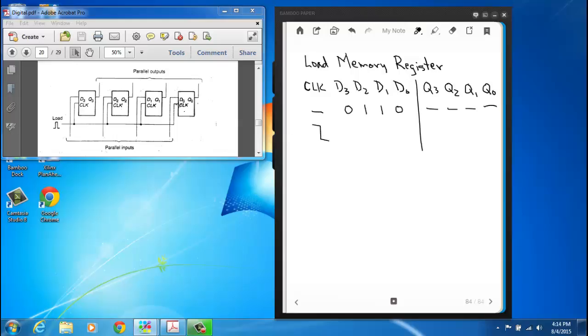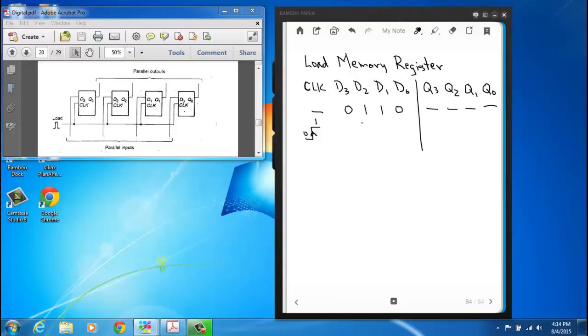Now, let's be careful here. Let's look at the diagram. These are actually positive edge trigger Ds. Okay, so we need a 0 to 1 transition, so I almost made a mistake there. Okay, so on the 0 to 1 transition, at the time that this 0 to 1 transition occurs, the output of each edge trigger D is going to equal its D input. So you see Q3 equals D3, Q2 equals D2, Q1 equals D1, Q0 equals D0.